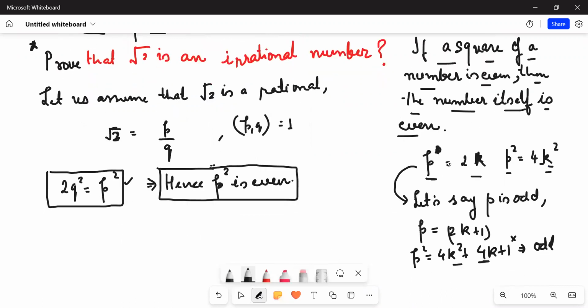Because if a number is even, then its square would be even. So remember, if the square of a number is even, then the number should also be even. And if the square of a number is odd, then the number should also be odd. So this is how it is. So if p square is even, it implies that p must be even.